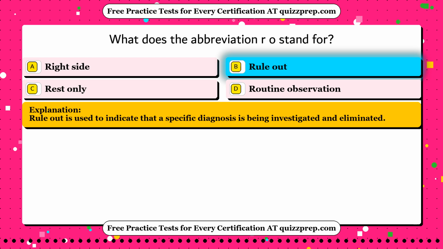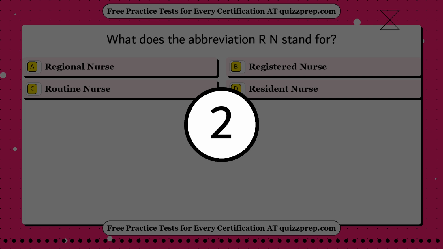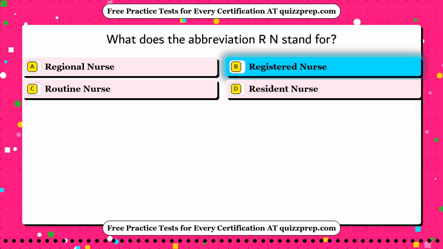Rule out is used to indicate that a specific diagnosis is being investigated and eliminated. Question 108. What does the abbreviation RN stand for? Option A, regional nurse. Option B, registered nurse. Option C, routine nurse. Option D, resident nurse. The correct answer is option B, registered nurse.